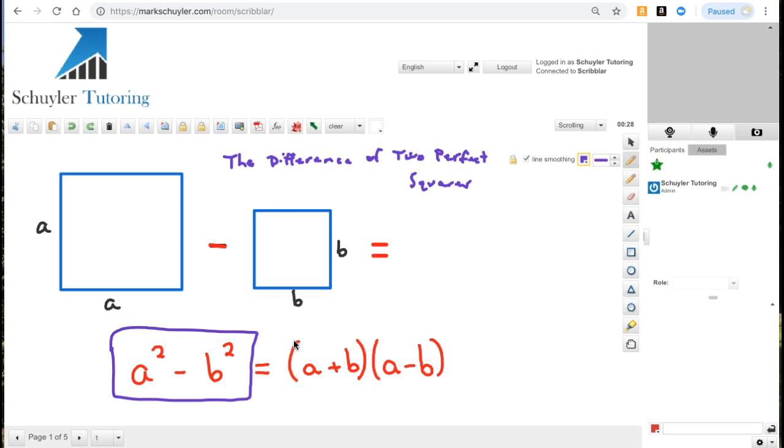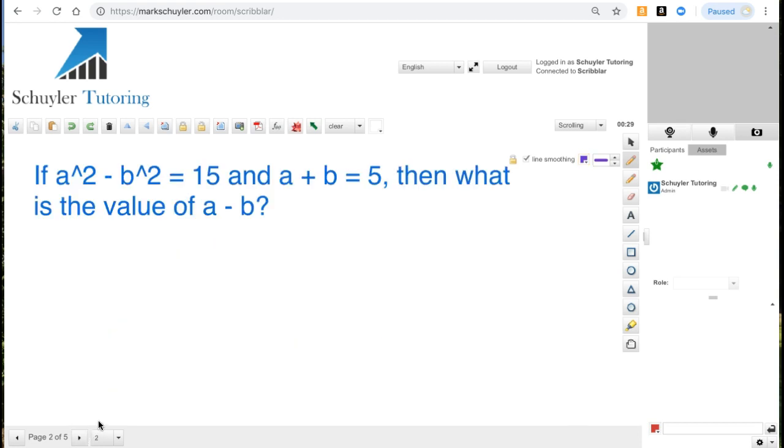It factors out to the quantity a plus b times the quantity a minus b. The difference of two perfect squares, we'll see in a little bit, is actually one of three classic factorables that you need to know if you're going to maximize your score. So let's move ahead to the next slide. I've got a slide ready for you here with a really typical SAT problem. Let me read it aloud. If a squared minus b squared, aha, there's that strike of lightning, equals 15, and the quantity a plus b equals 5, then what's the value of a minus b?